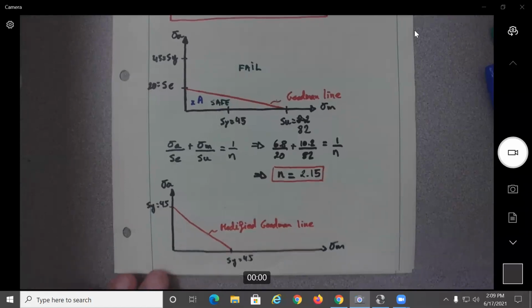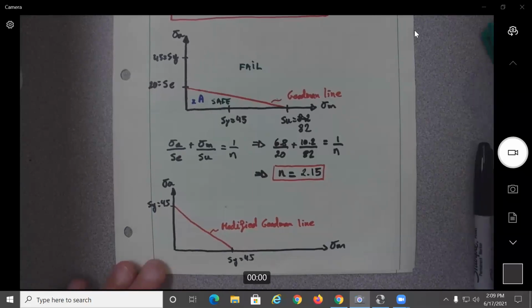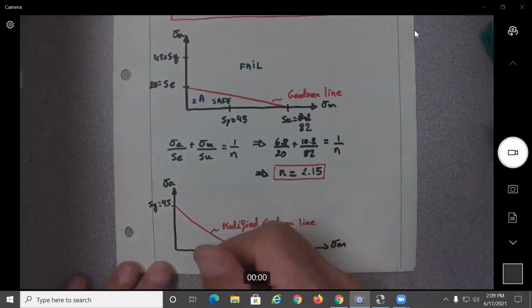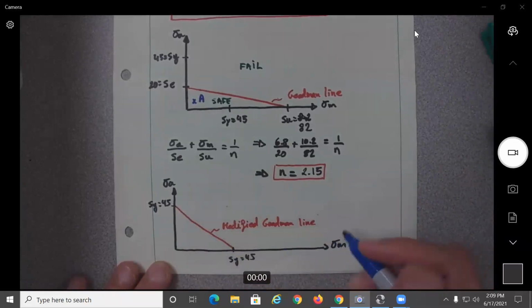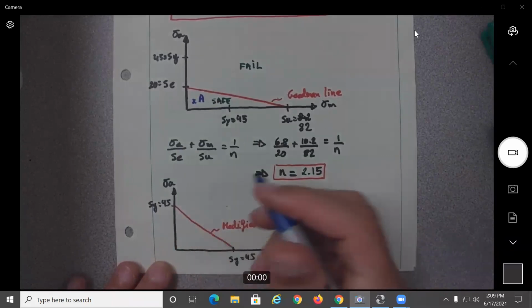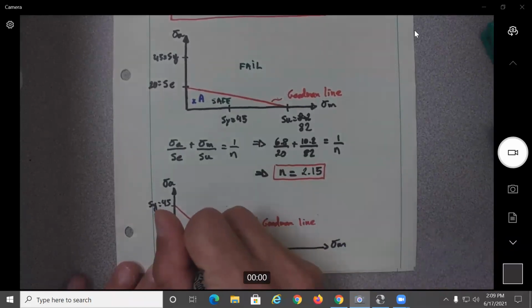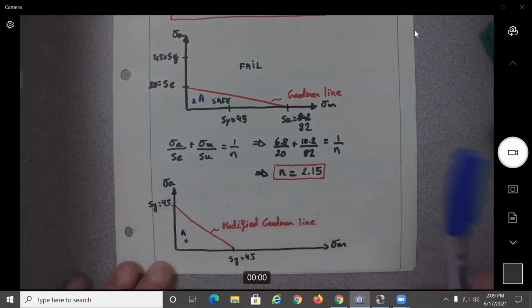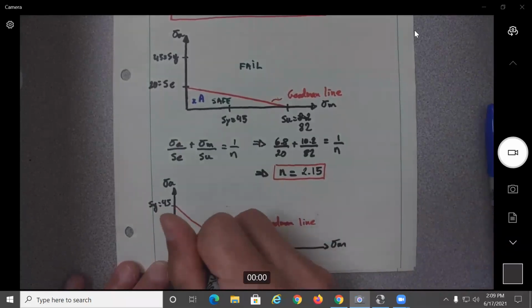Okay, so again, in this case, where will point A be? Let's say it will be 10.2, so somewhere over here, and 6.8, whatever. It should be safe, no?